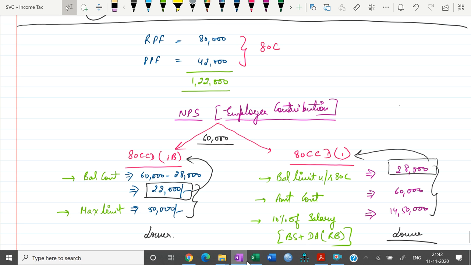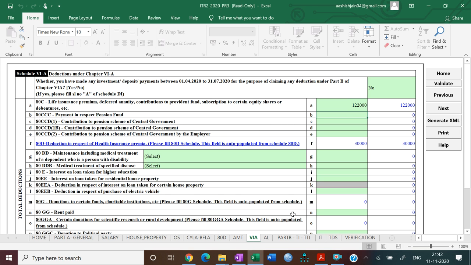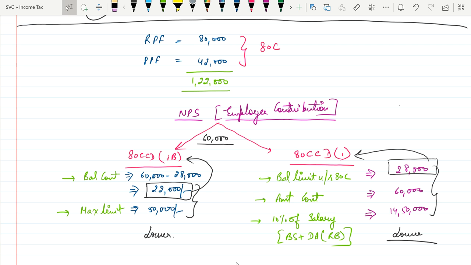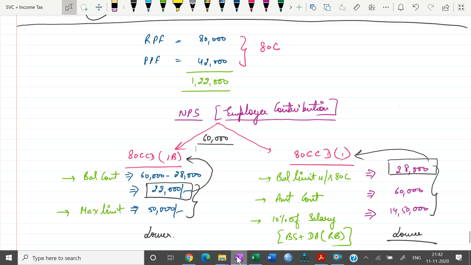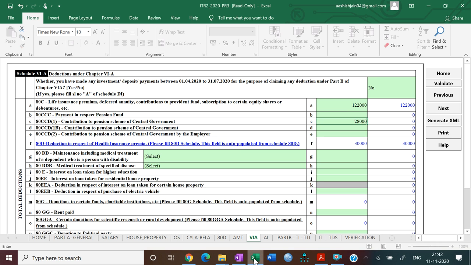So now let's put the amounts. In 80CCD we will not put any amount. 80CCD1 amounting to rupees 28,000. 80CCD1B, 32,000. Now we are not taking the employer contribution here, so I am just leaving this row, and we have already taken the deduction amount for 80D, that is 30,000.